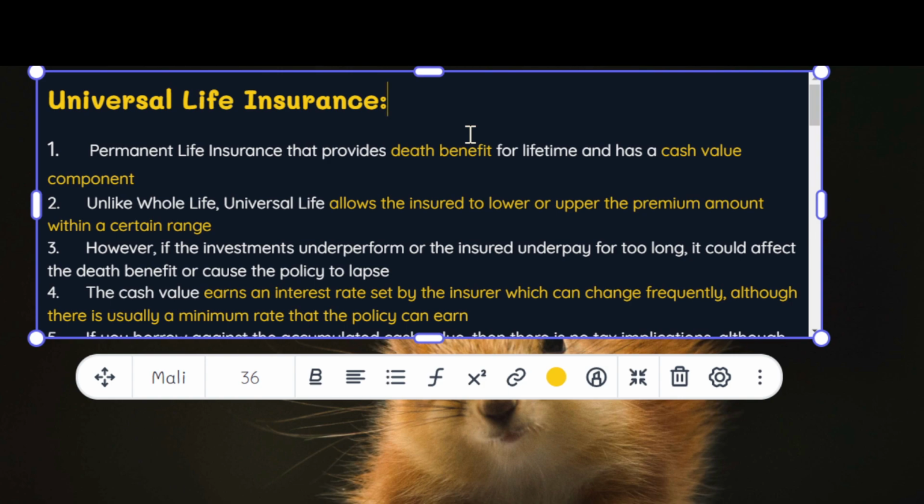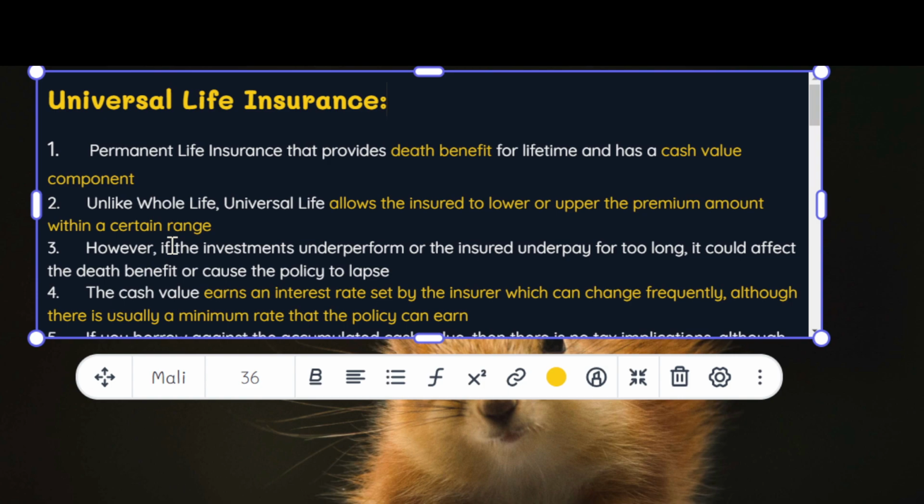Now, this is the same as whole life insurance, which we have seen in the last video. But the difference in universal life insurance from whole life insurance is that it allows the insured to lower or raise the premium amount within a certain range. So this is the difference, and this is the flexibility. This is the selling point of universal life insurance, that based on your economic condition, you can raise or lower the premium amount within a certain range.